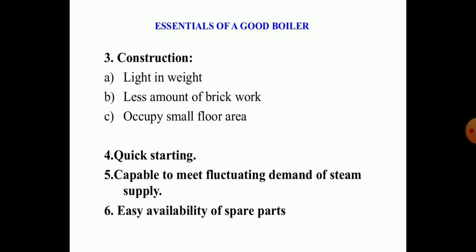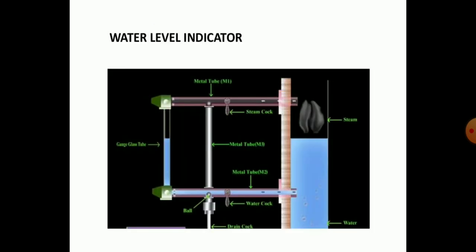From the construction point of view, most of the parts in the boilers are of mechanical type, and it should be light in weight, with less amount of brickwork, and occupy a small floor area. So these can be the points which are focused on while considering steam generators. Quick starting and being capable of meeting fluctuating demand of the steam supply, and easy availability of spare parts for maintenance purposes are some other aspects for the essentials and requirements of the steam generator.